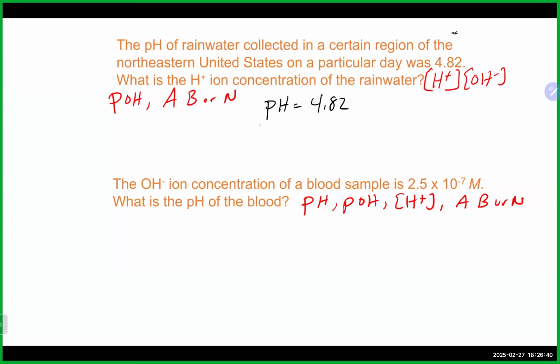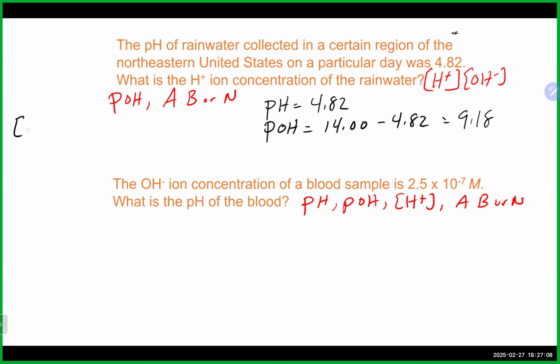I'm just going to start with the pOH. So the pOH here would be 14 minus the pH, which is 4.82, and that's going to get us 9.18. At this point, again, we now have a couple of options. Now that we have the pOH, we could get the OH minus from it. We also still have the pH that we could use to get the H plus. So I'm going to go with the H plus first.